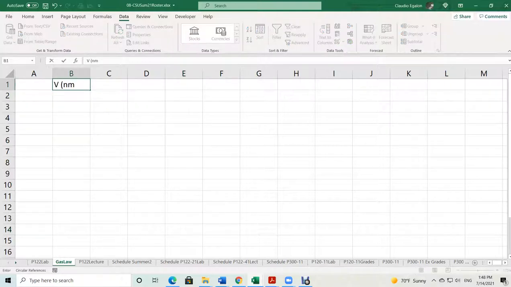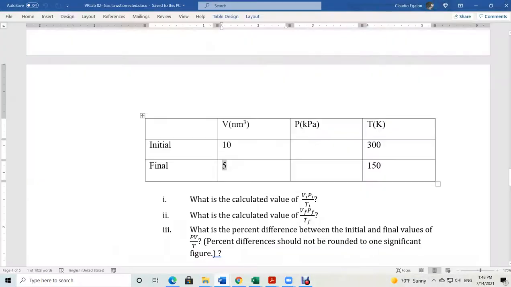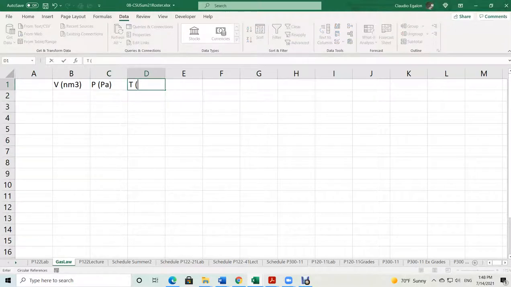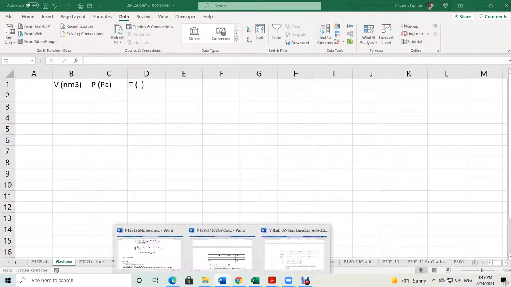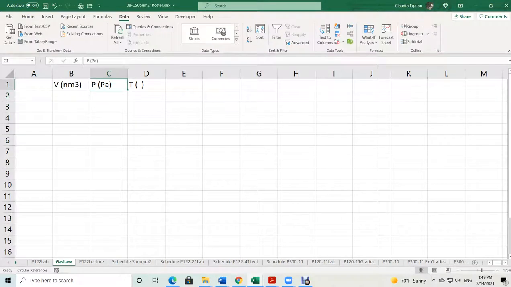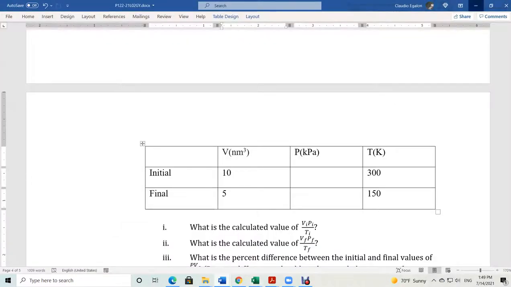Volume, pressure, and temperature. Okay, I want you to put the units there. It's doing kilopascal, right? So let's put kilopascal here. That's initial, final. The initial is 10, the final is 5.